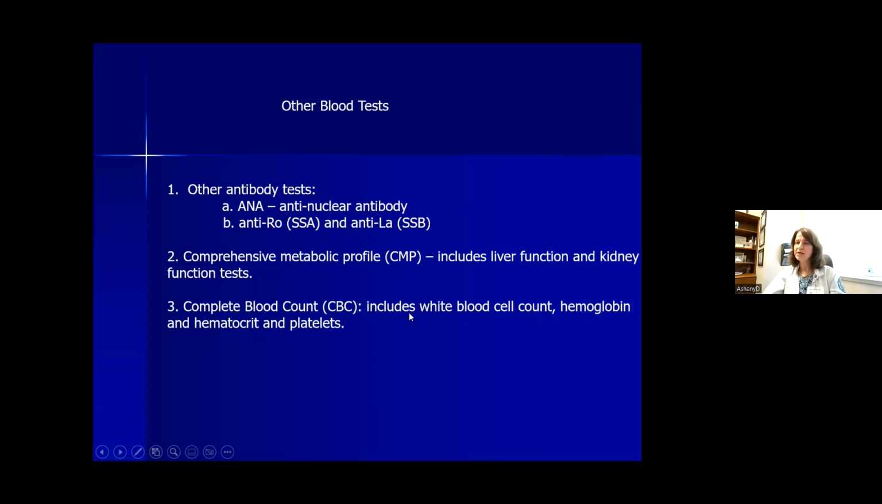And the reason we're checking them from time to time is, again, because some of our medications might affect the white blood cell count or might affect your hemoglobin, hematocrit, or platelets. And so we want to make sure that we monitor them. And in that case, we might alter the dose of the medication if we see any toxic effects.